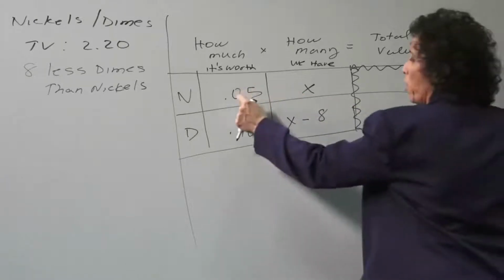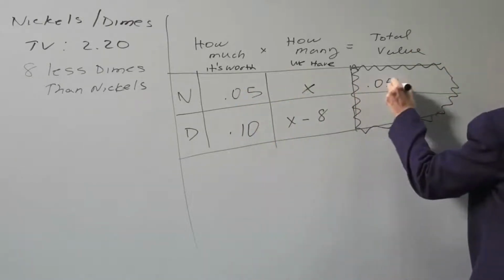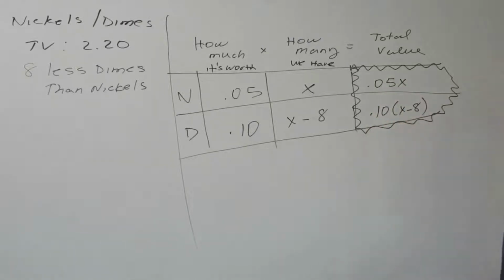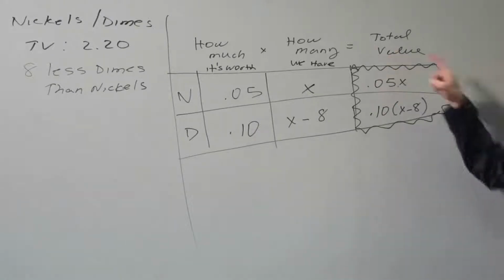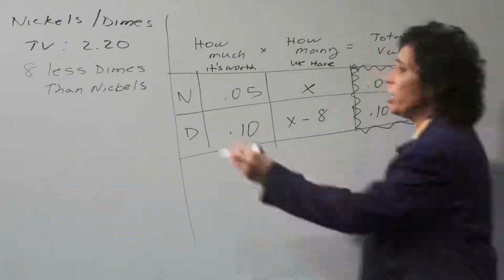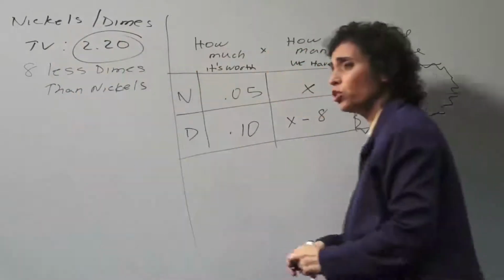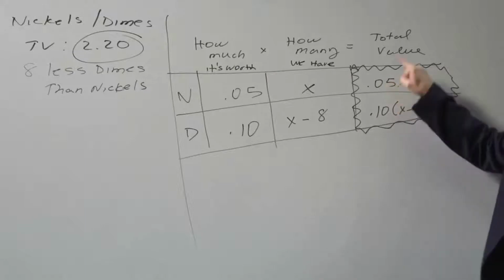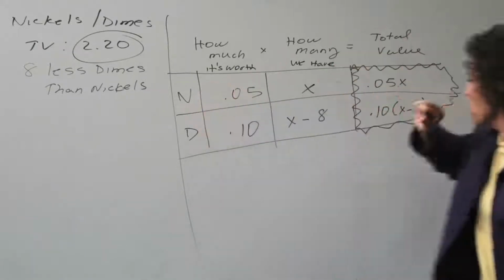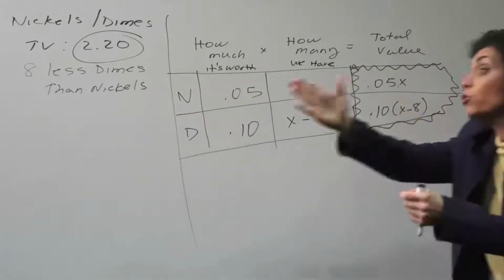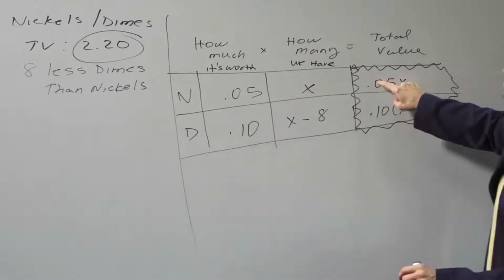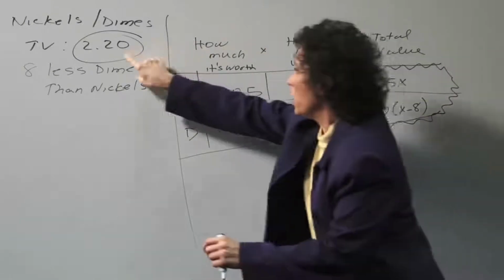So now, how much times how many is 0.05 times X, and this is 0.10 times X minus 8. So we're going to write the equation about total value. You already know that you have a total value of $2.20. I haven't used that because I can't put 220 here because it means I have $2.20 in nickels. I can't put 220 here because it means I have $2.20 in dimes. So that just helps me know that this plus this is this number.